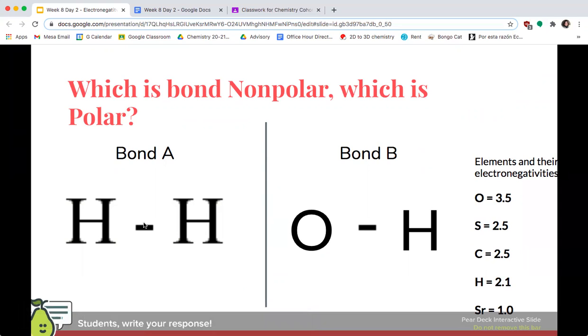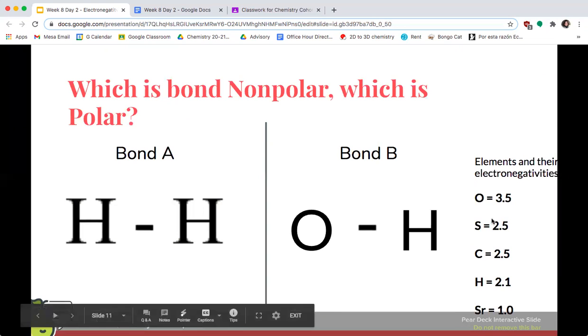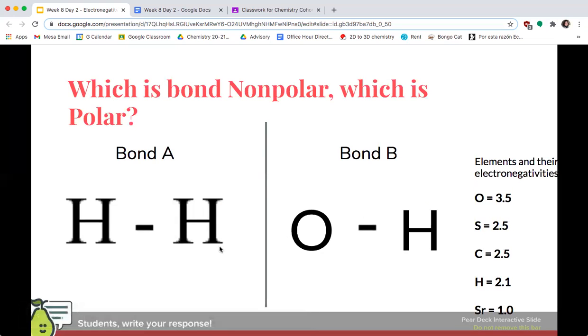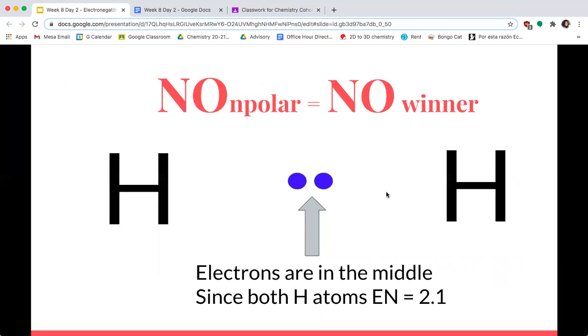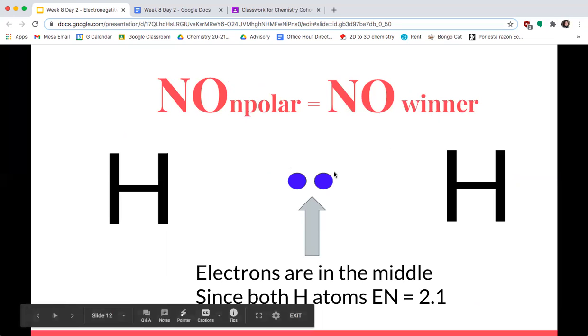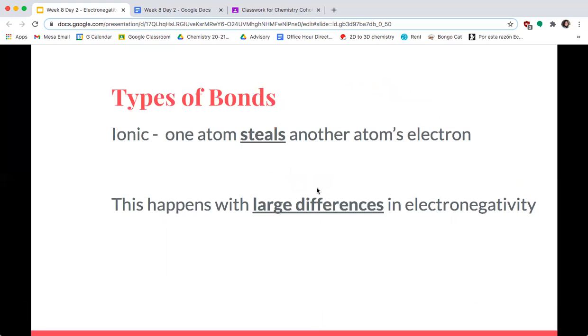Something I want to note: elements do not have to be the exact same to form a nonpolar bond. Think about it. Carbon and sulfur are not the same element, but they pull on the electrons the same strength. Also, they don't need to be the exact same electronegativity. We're going to get into the math of that later. Nonpolar means no winner. Nobody wins the electrons here. They stay right in the middle, shared equally.